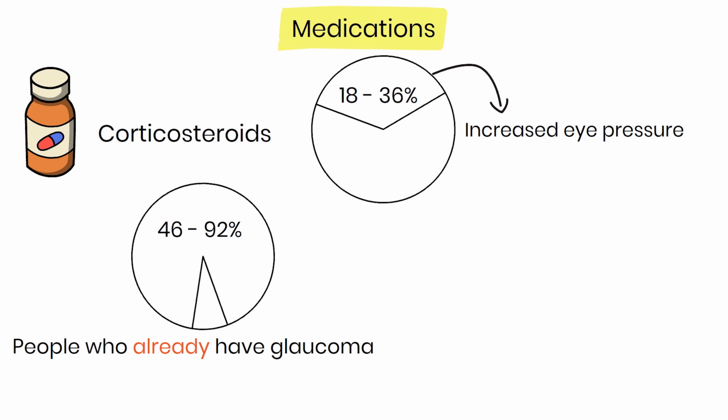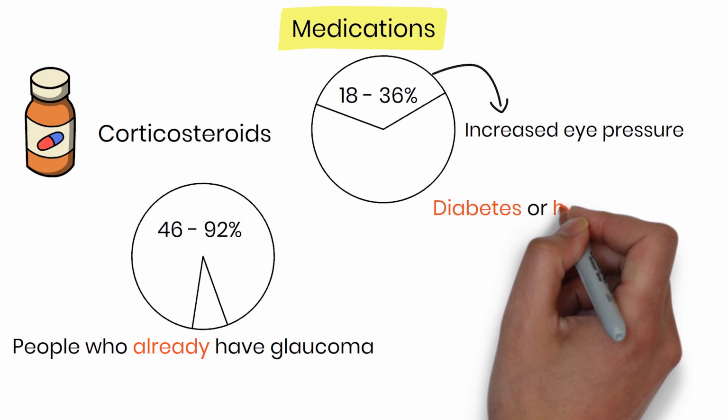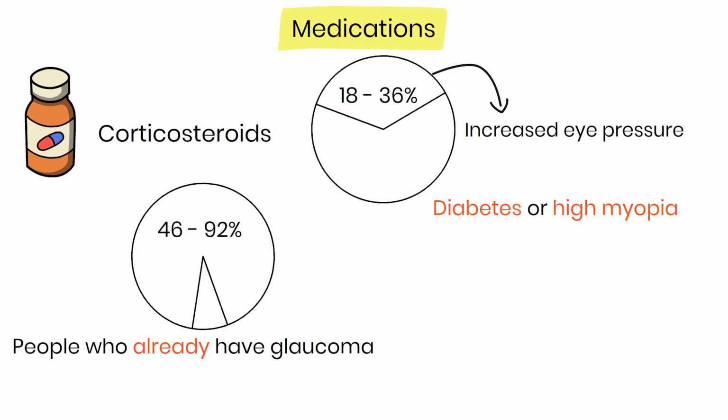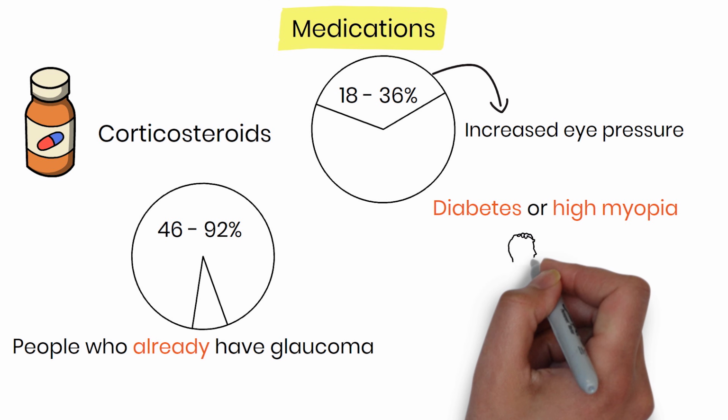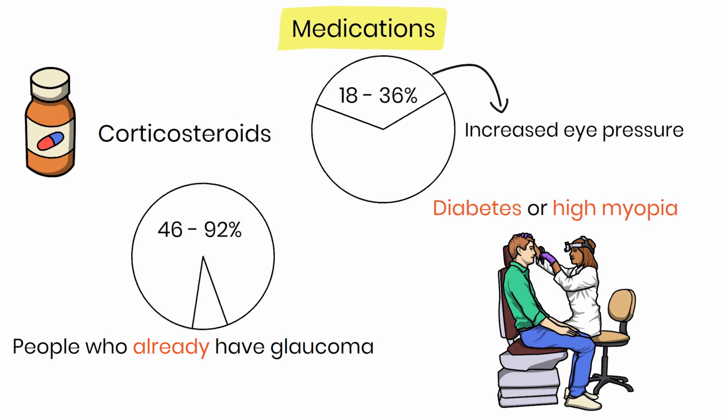Patients over 40 years old and people with diabetes or high myopia are even more vulnerable to corticosteroid-induced eye pressure elevation. This is why doctors carefully monitor patients taking these medications.